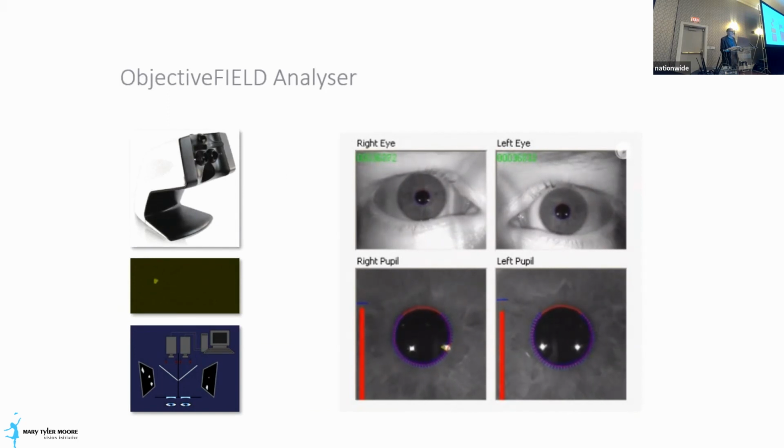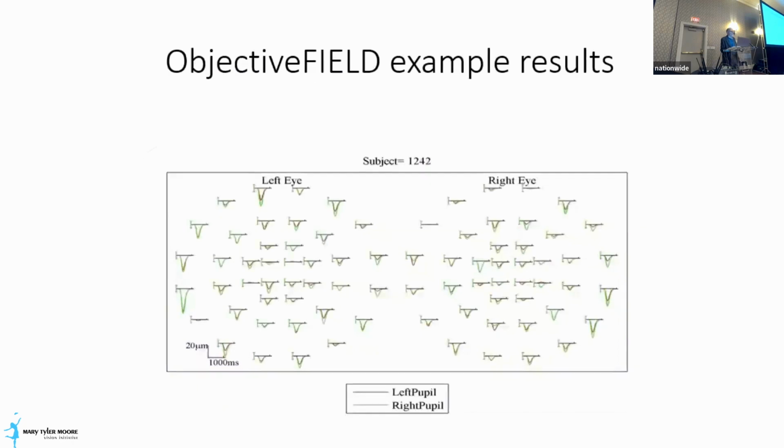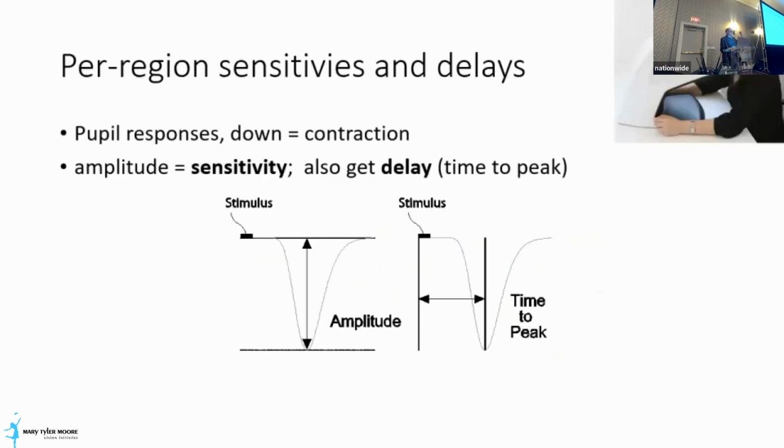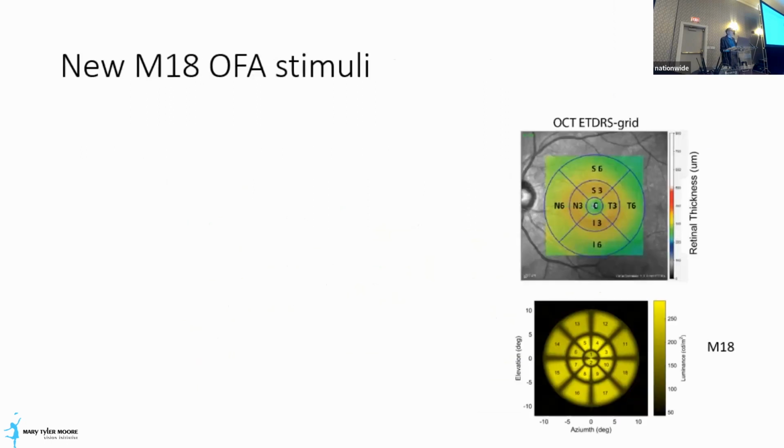This gives us an objective non-contact measure of function, which results in this, which is a bunch of impulse responses which you're not interested in. Basically, the amplitude of those gives you the sensitivity, and the time to peak gives you something you don't normally get in perimetry, the delay of the response, which turns out to be most important in retinal diseases.